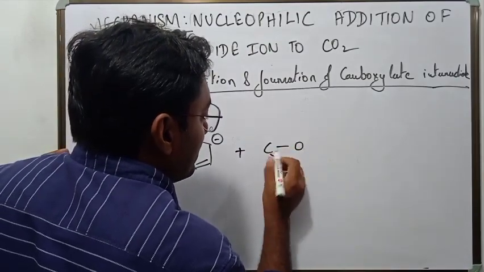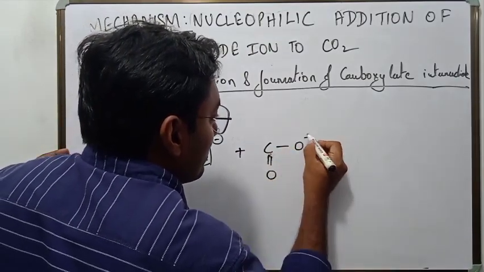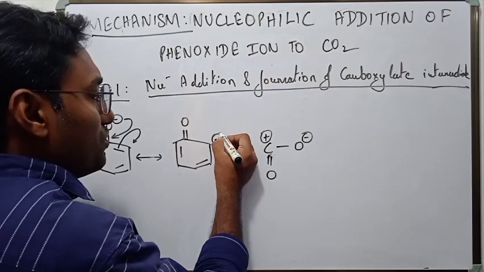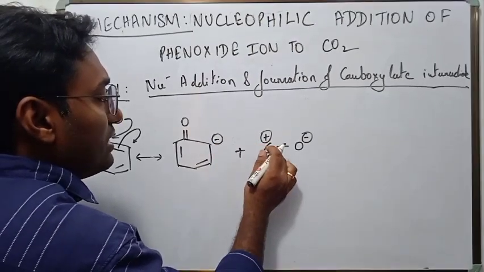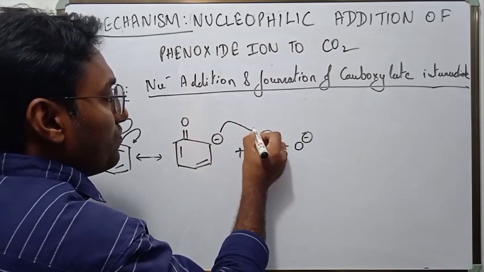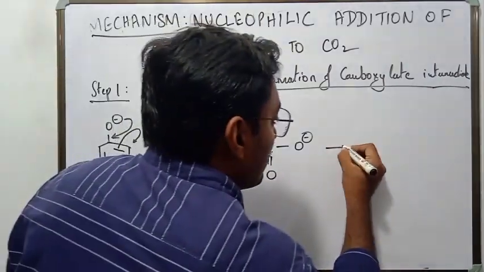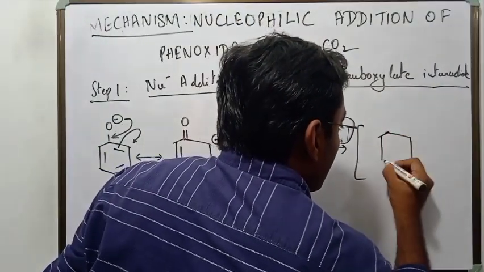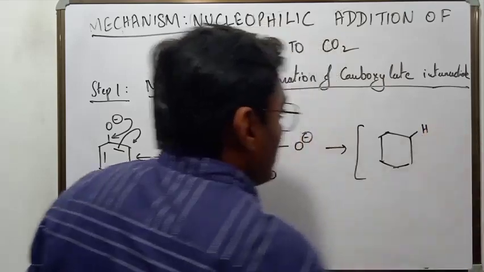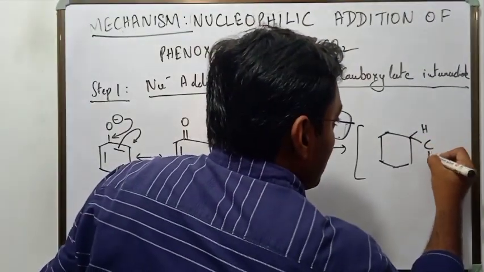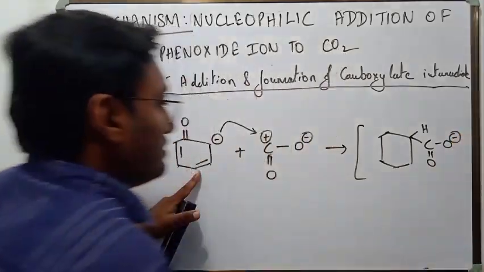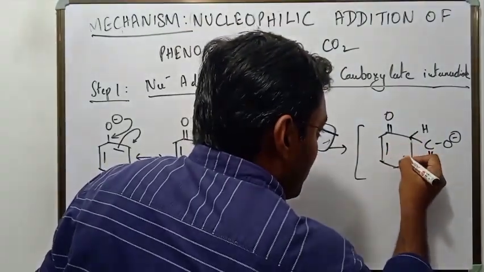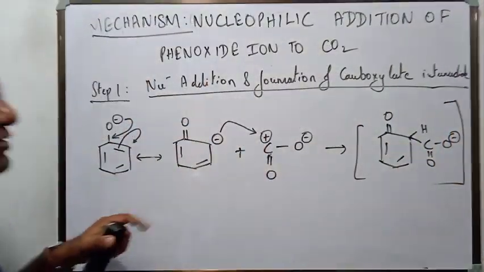This is carbon dioxide. Let us react it with carbon dioxide. So nucleophilic addition: which is the nucleophile? This is the nucleophile. So in the nucleophilic addition, this pair is donated here, and we get an intermediate. There is an H here, C double bond O, O minus. This is the intermediate. So that is the first step.